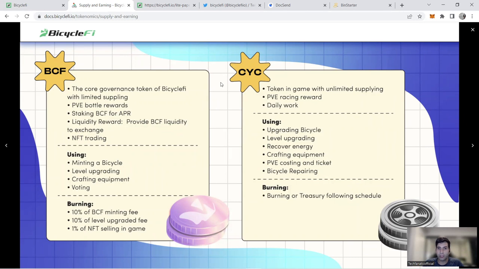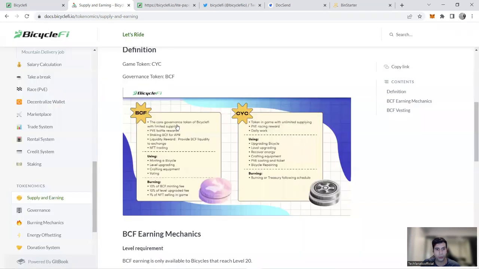The CYC token will be unlimited in supply because it is an in-game token, and it's the player versus environment or solo mode that you have, racing reward, and for your daily work. And you can use it to upgrade your bicycle, upgrade your level, recover energy, craft equipments, repair your bicycle. And it also has the burning schedule.